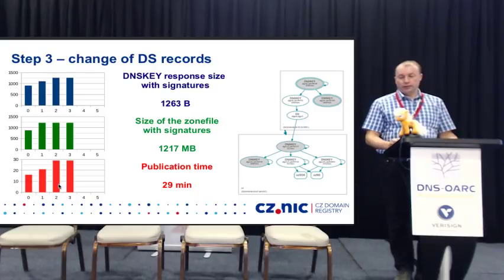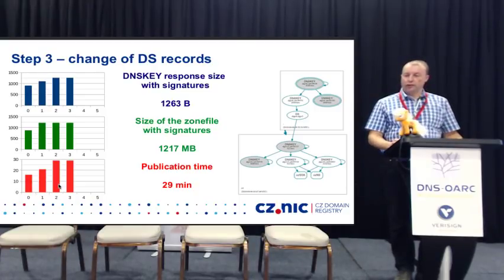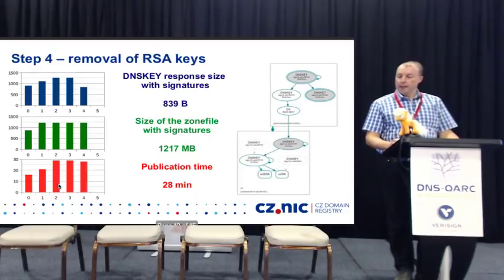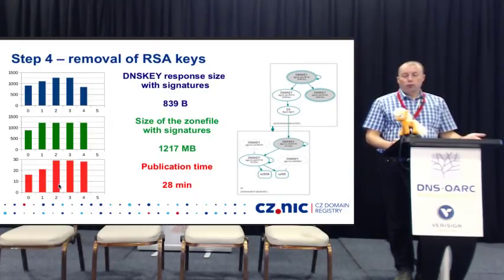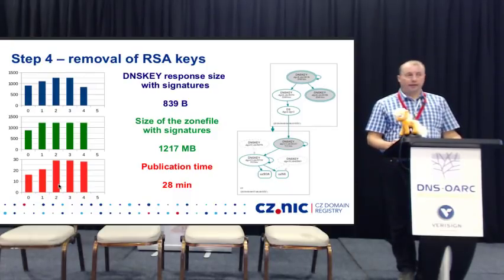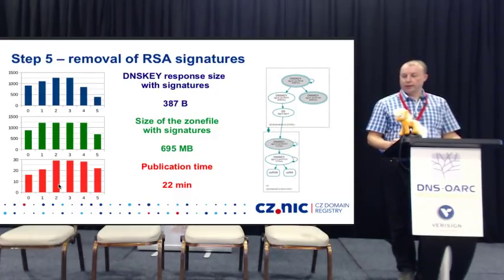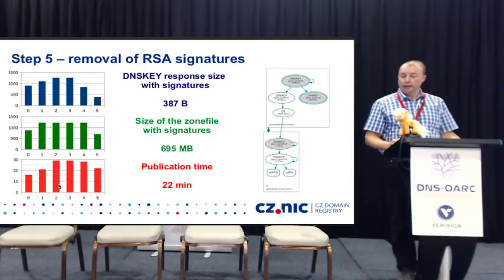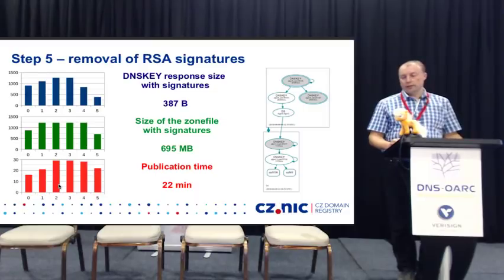Then we changed the DS record at the root. There is no change in timing. I can say that it was done in about 1.5 days by IANA, so it was quite quick. And then we started to remove the old stuff, like removing old RSA keys and removing old RSA signatures. At the end, you can see that the publication time stopped at 22 minutes, and the most significant change is the size of the DNSKEY responses.